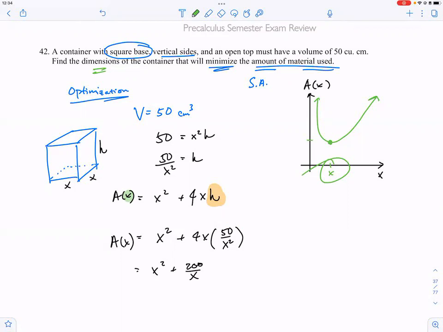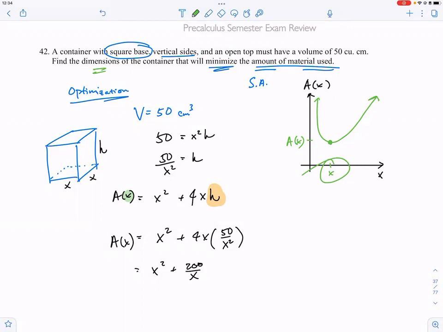This question can also ask you for the total area used, how many centimeters squared of materials being used. Then you will need to interpret the y value or the A value here, A of x. It is also possible that there's a type of question where you would have to calculate the cost of the box and include the price as well.